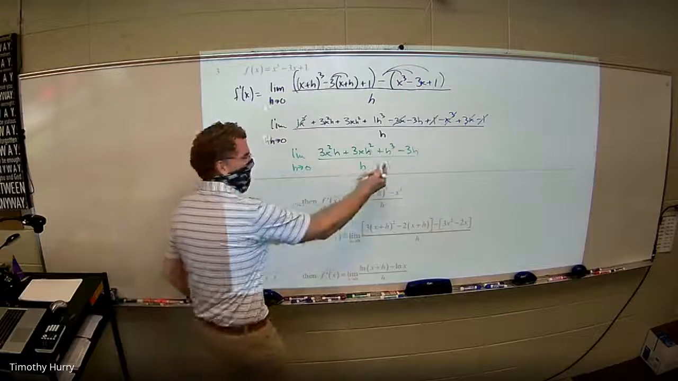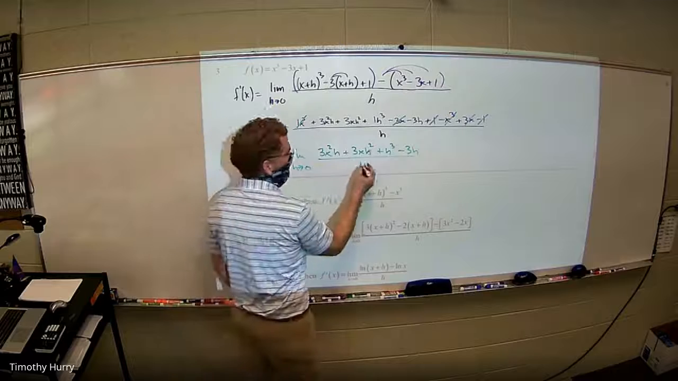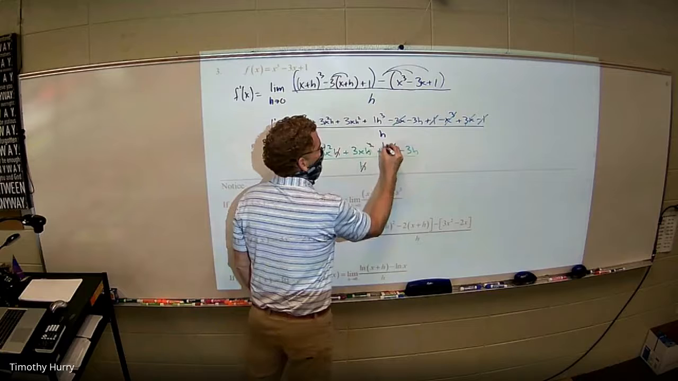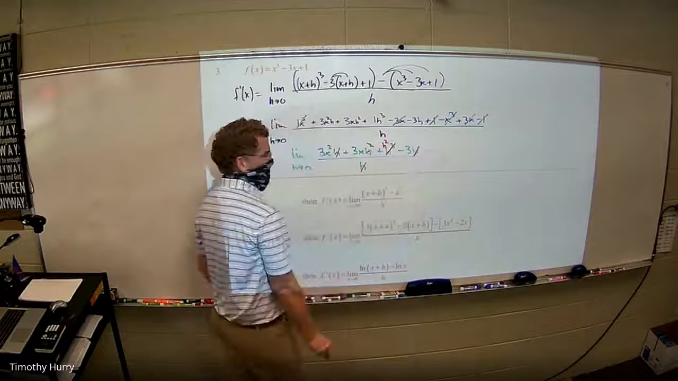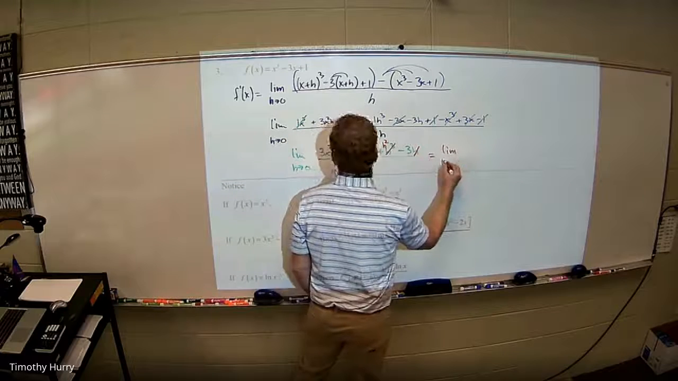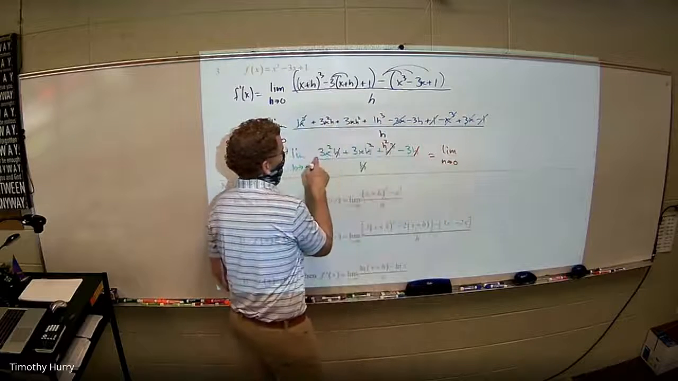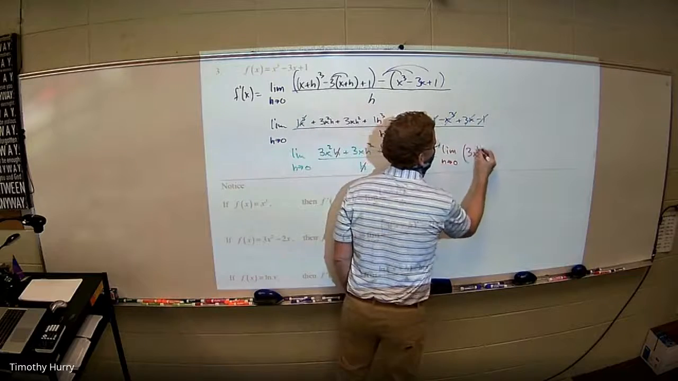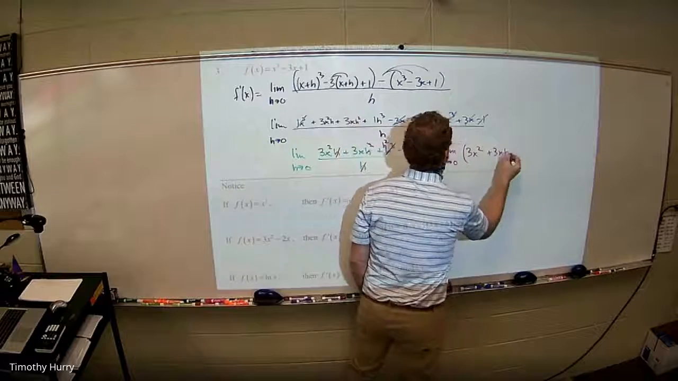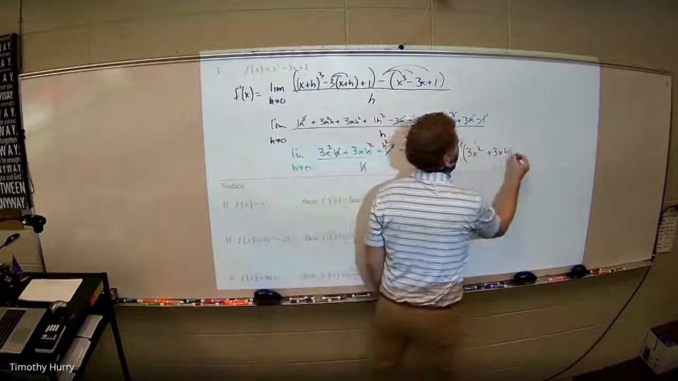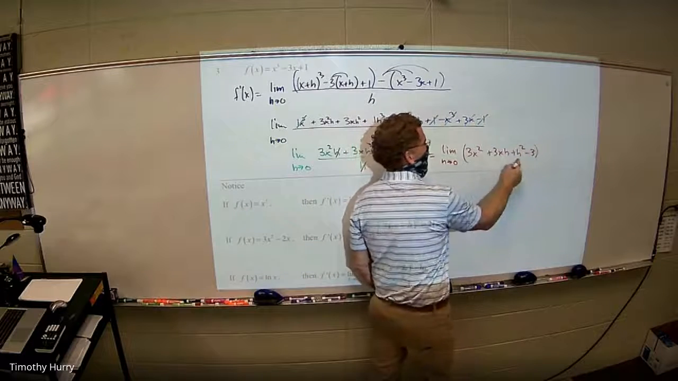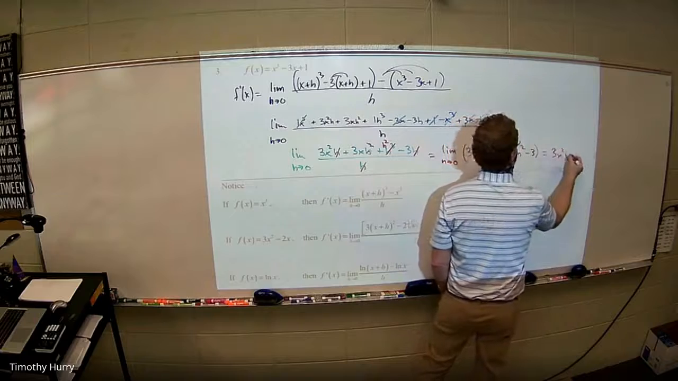So if you want, you can factor the h out and cancel it, or you can do like I'm about to do, which is cancel a single h out of each part, and then redo the limit, which gives you 3x squared plus 3xh plus h squared minus 3. And now when you plug a 0 in, those go away, and you get 3x squared minus 3.